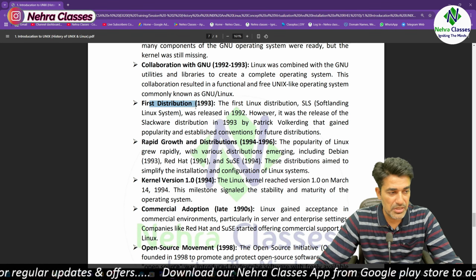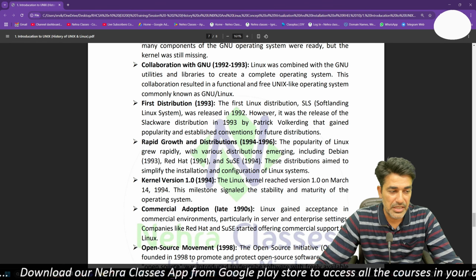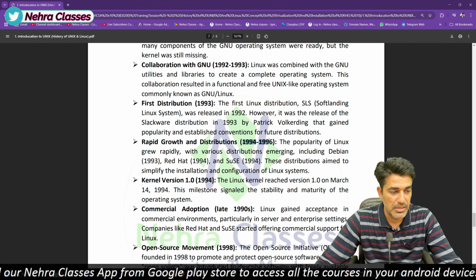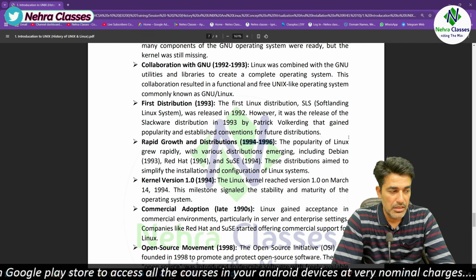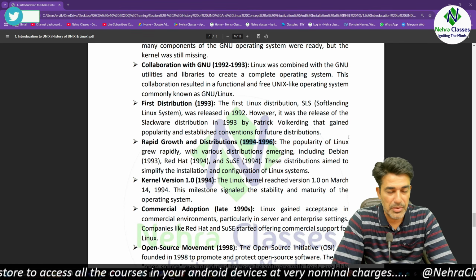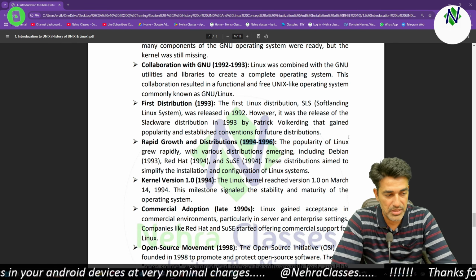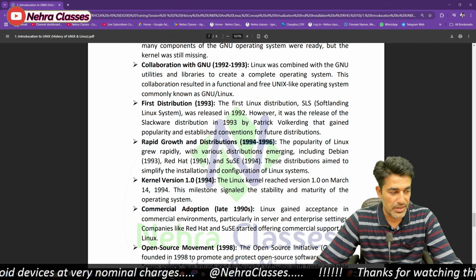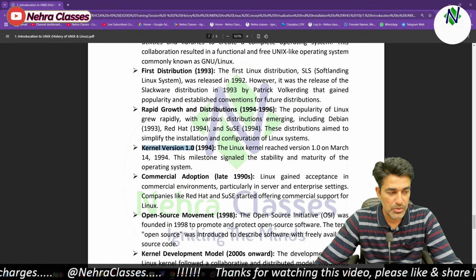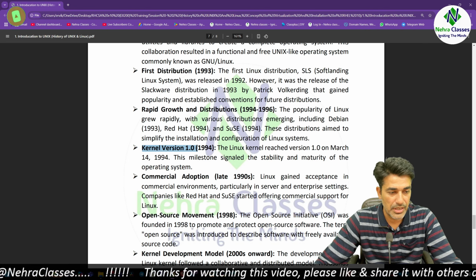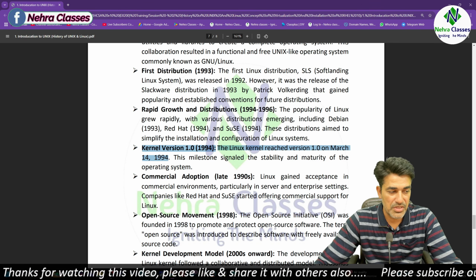The first distribution came into picture in 1993, and after 1994 we saw a rapid growth in Linux. Multiple communities came forward to develop their own operating systems using the Linux kernel. Linux kernel 1.0 was released on 14th of March 1994. So this was the very first version.